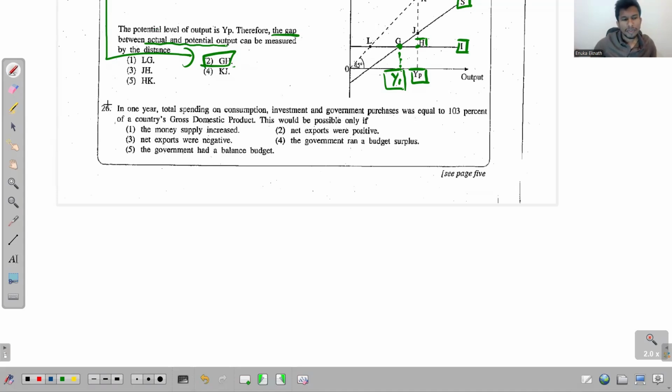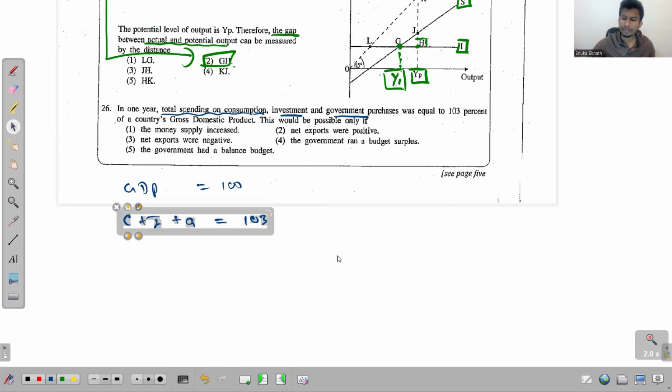2013 MCQ paper, question number 26. It says, in 1 year, total spending on consumption, investment, and government purchases, which means the total of C, I, and G, was equal to 103% of a country's gross domestic product, which means the total of these three is 103 if you assume the GDP to be 100. So relative to GDP, the total of these three components is 103.